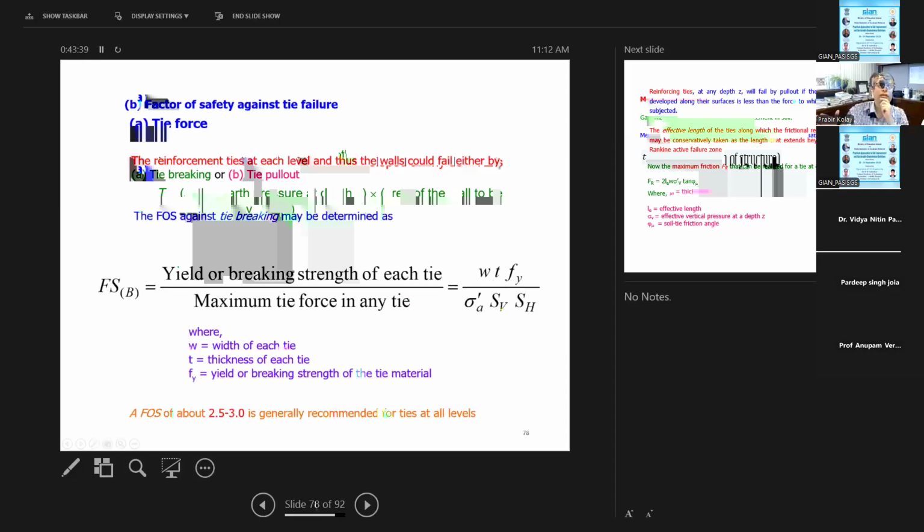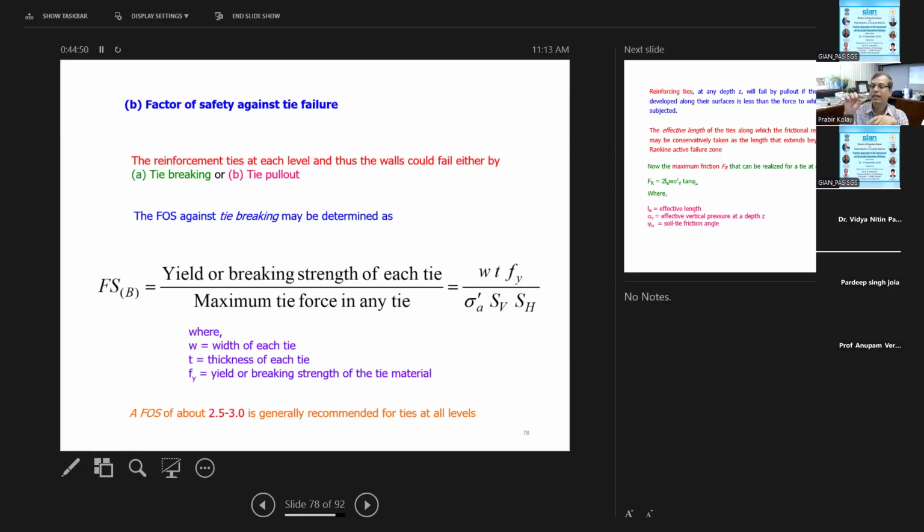So you can find out the factor of safety against breaking of the tie. You can use this equation where W is the width of the tie, T is the thickness of the tie, and Y is the tensile strength or the yield strength of the tie material. And this is the one we just calculated: how much is the active stress, and the horizontal spacing and vertical spacing. So this is the factor of safety we can calculate against tie failure.